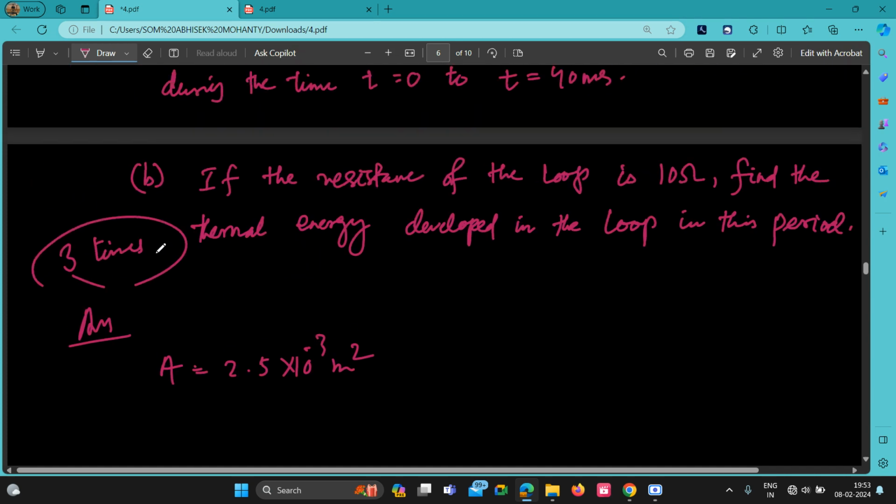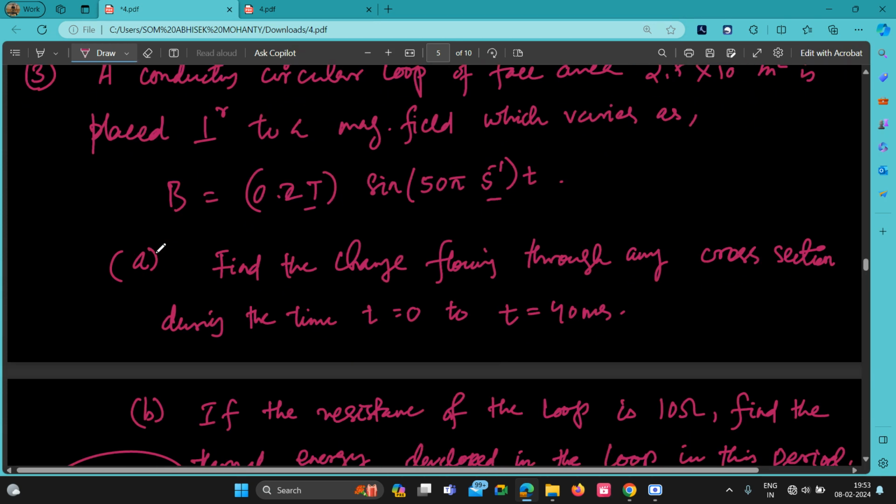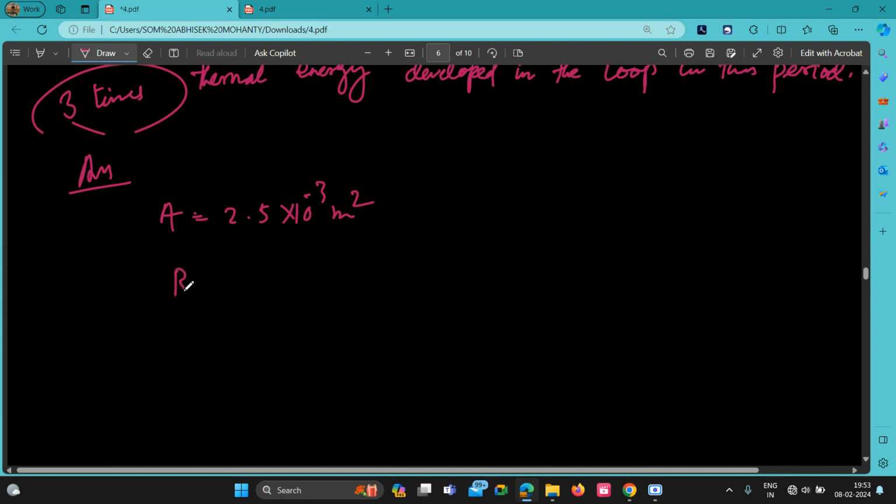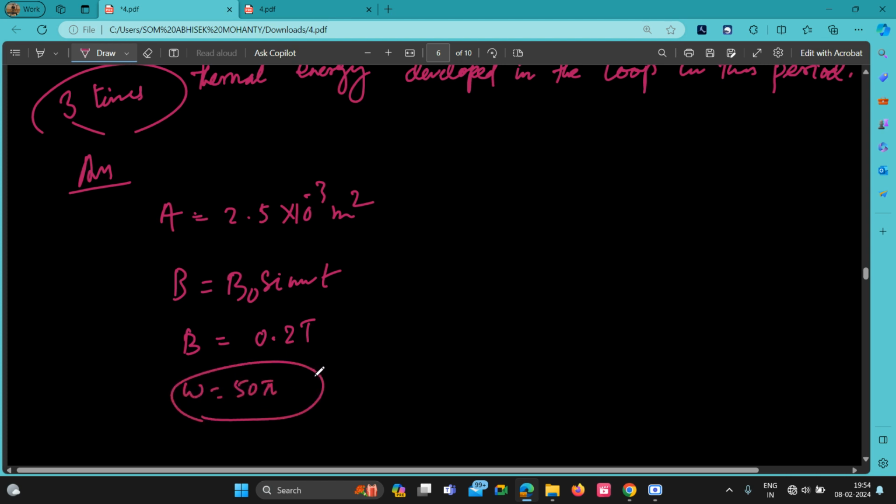Tell me what is the data given. Area A is equal to 2.5 into 10 to the minus 3 meters square, and the magnetic field changes. How does it change? We know magnetic field B is equal to B naught sine omega t. Here B naught is equal to 0.2 Tesla. Omega is equal to 50 pi. R is equal to how much? 10 ohm.